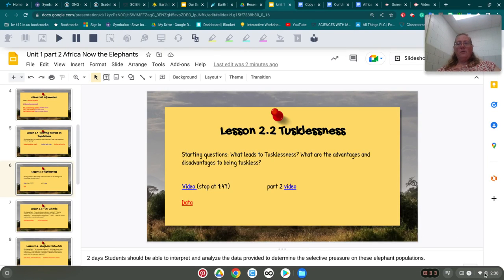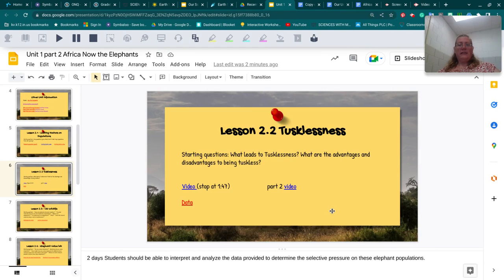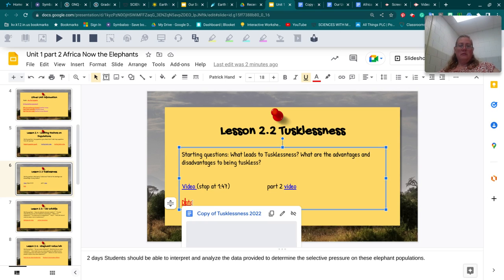Okay, so today we are talking about tusklessness in the elephants. If you missed the class today or you're trying to work ahead, either one, this should be very useful to you. So this is where we are. You should have the data sheet in your hands.